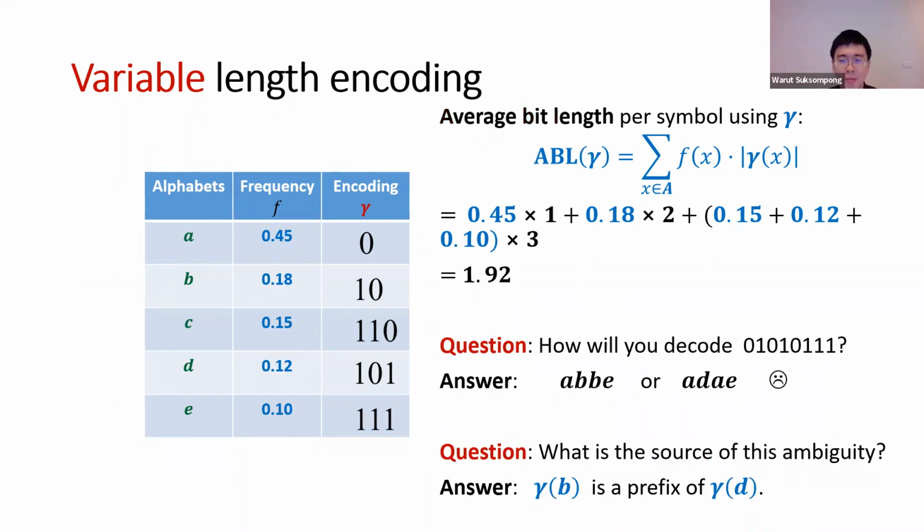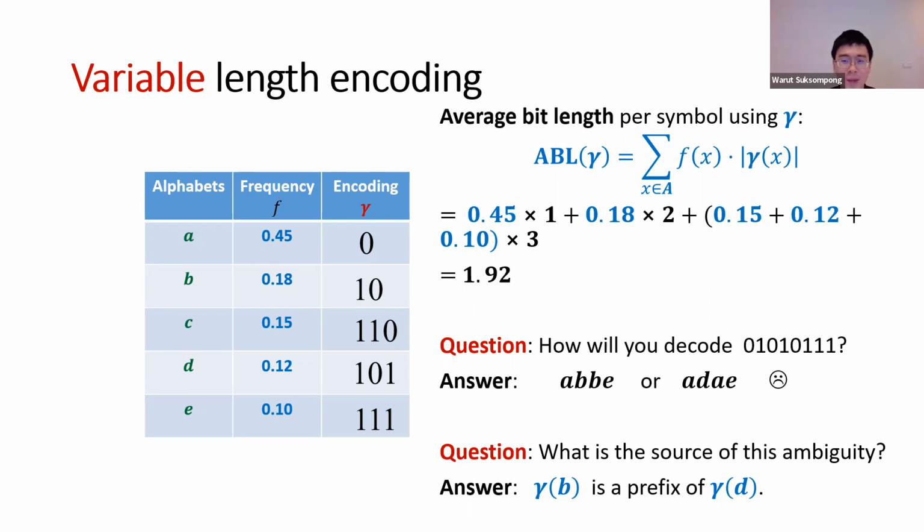Yeah, the problem is overlapping prefix. If you see a sequence like 0 1 0 1 0 1 1 1 and you try to decode it, you see 0, that's A, and then 1 0, that's B, 1 0, that's B again. But this is not the only possibility. You can also have 0 and then 1 0 1 is D. So you have more than one possibility, because these two sequences are consistent with this sequence of bits. A B B E and A D A E are both correct decodings, but that's not what we want. We want there to be a unique answer. So this is a problem.